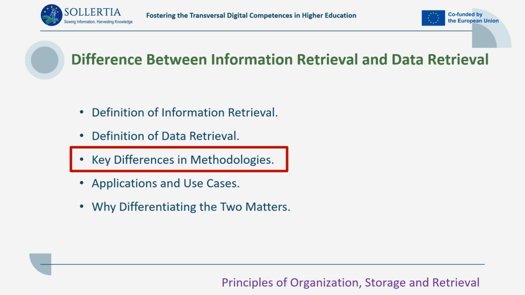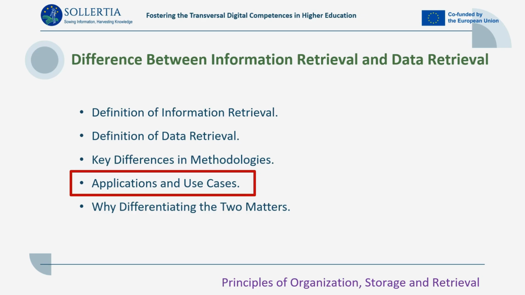Information retrieval employs algorithms that rank information based on relevance and uses natural language processing, NLP, to understand and respond to user queries. Data retrieval utilizes structured query languages, SQL, and other precise commands tailored to the database structure, focusing on retrieving all relevant data that matches specific criteria.